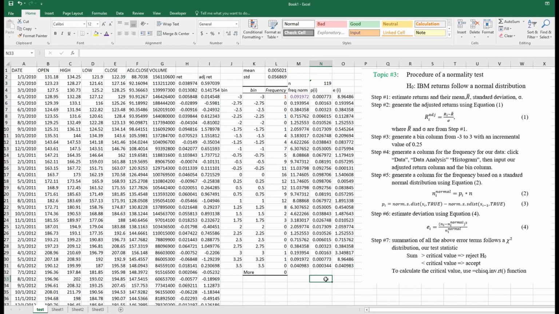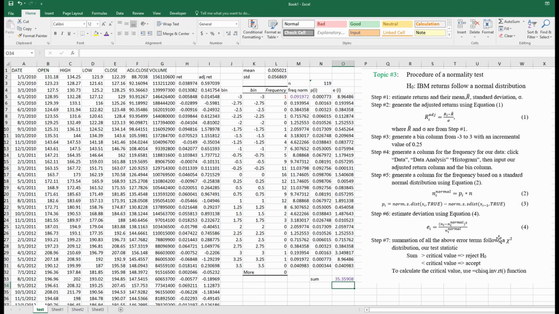So let's type sum, equals sum of all these values. This value will be our test statistic. We're going to compare it with the critical value, the chi-square critical value.